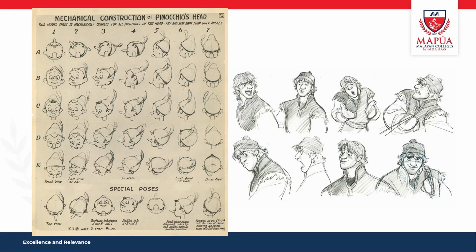So we have an example here of a pose sheet or a model sheet. On the left, we have the model sheet of Pinocchio's head in different angles. The special poses, or another name is problem poses. So these are angles that are very particular, and some people might have difficulty illustrating this angle. On the right are poses of Kristoff from Frozen. So as you can see, these are the general poses, the general expressions of Kristoff to cement his character.